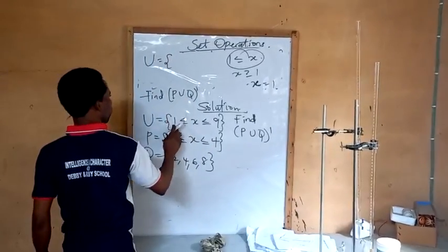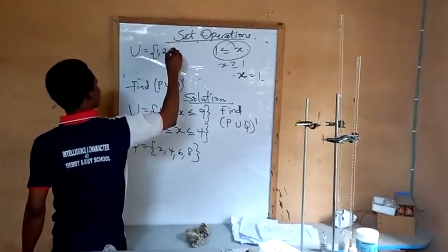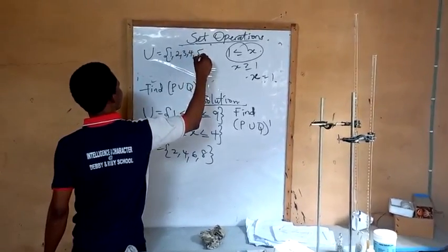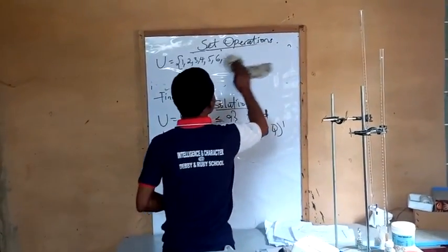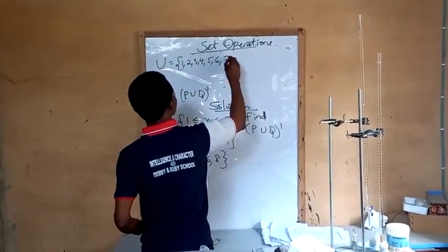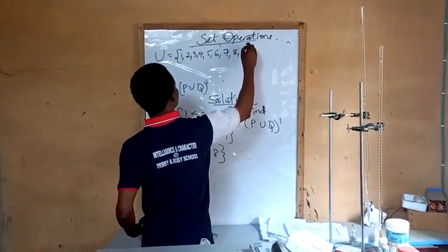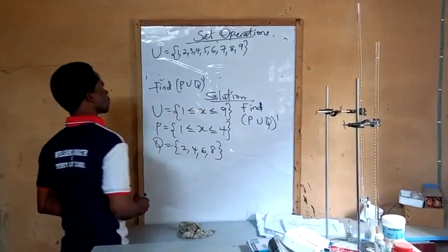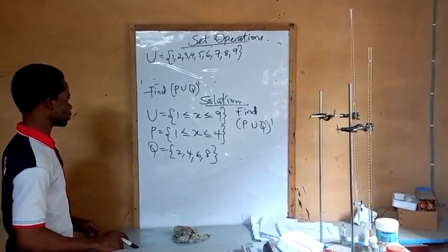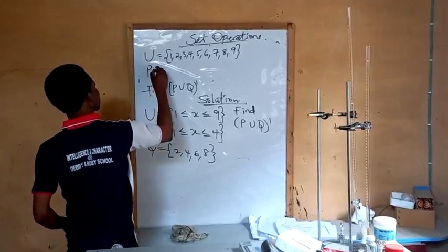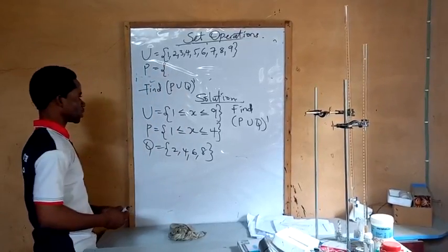Universal starts from 1, 2, 3, 4, 5, 6, 7, 8, 9. That is universal. Now let's come to P. Are you going to interpret P?